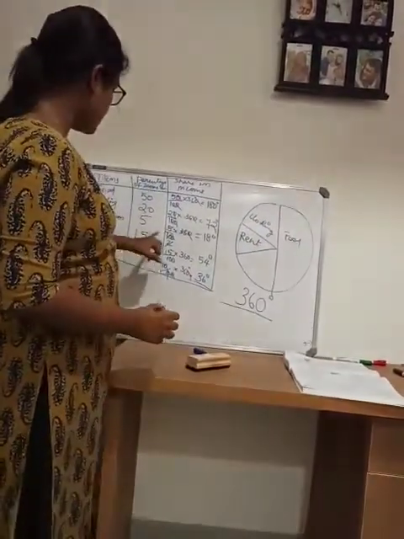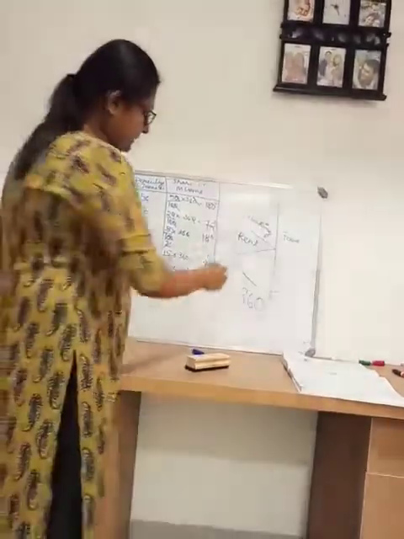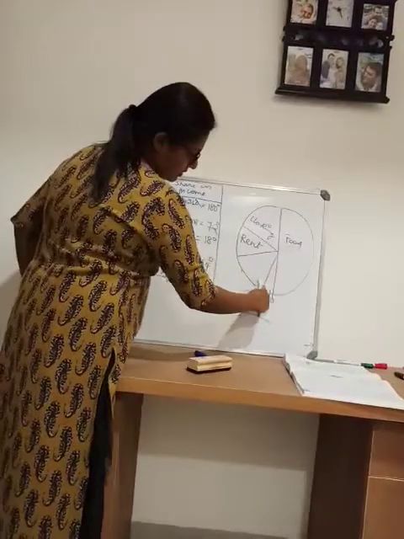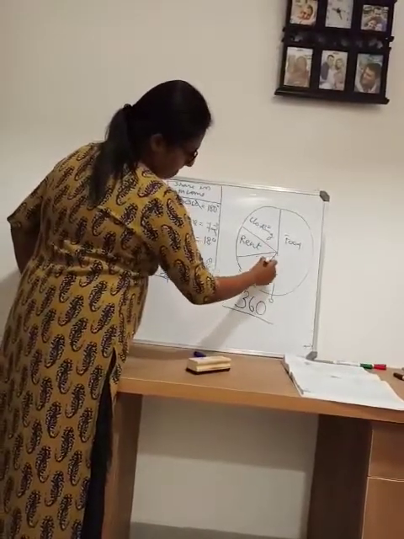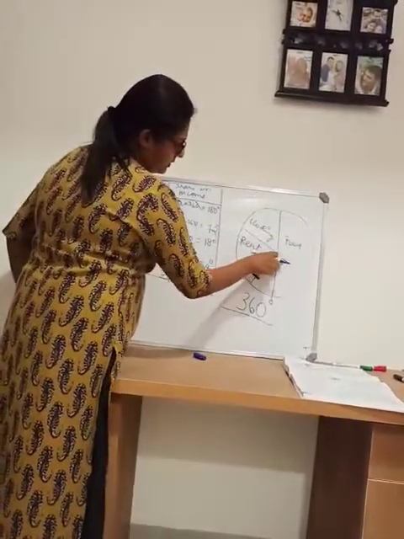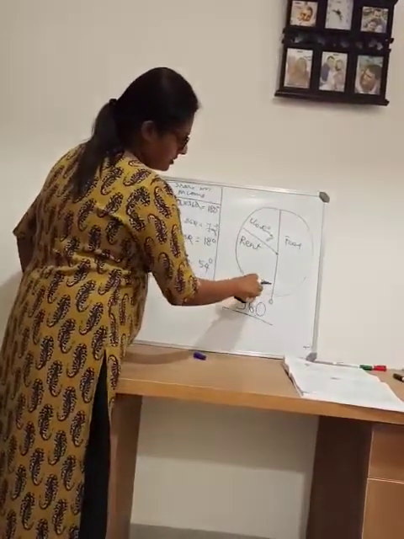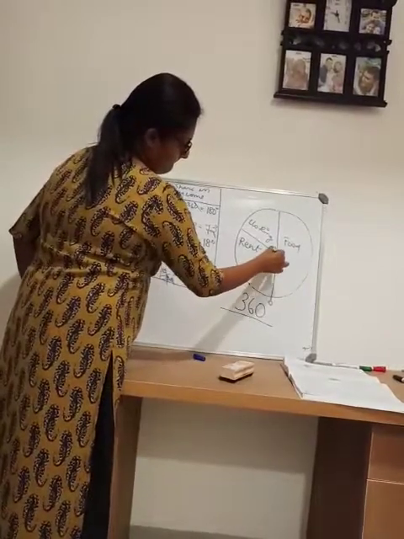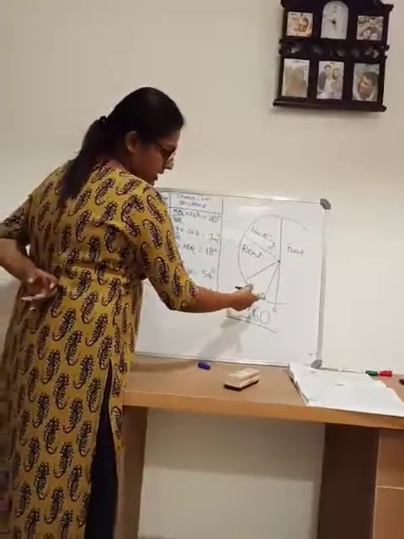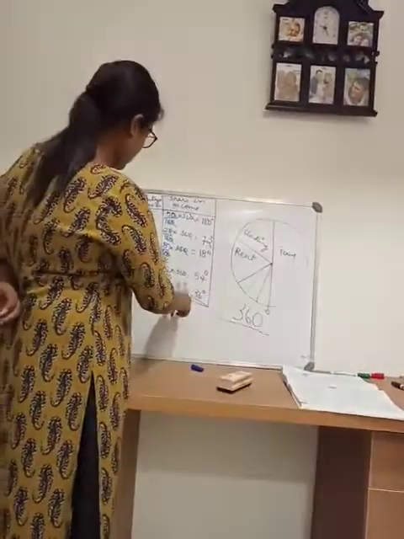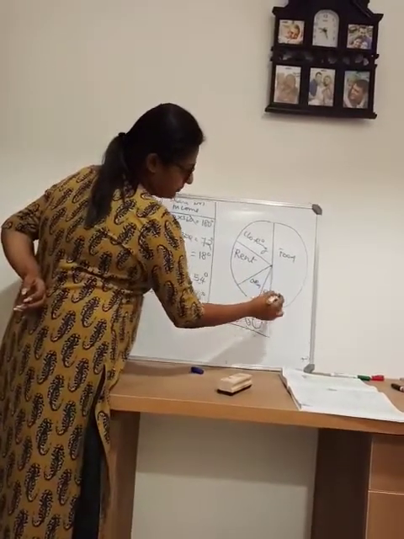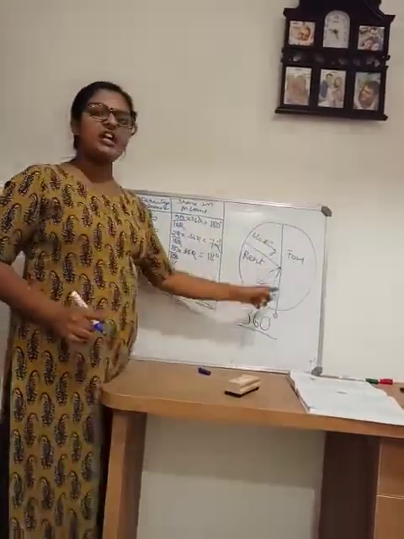Then comes 36. This is looking similar, 36. Maybe we will divide this rent a little. So rent, then this one is 36, other items. And this is education. Okay, so you got how to divide your pie diagram.